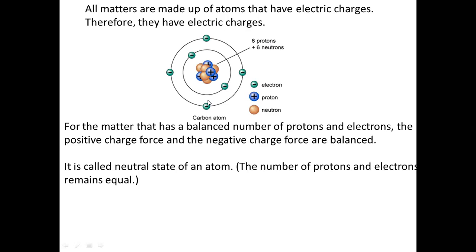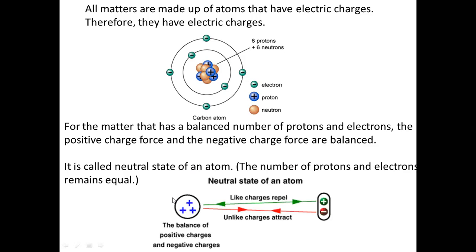As I explained before, here is the carbon atom: positive proton, negative electron, and no-charge neutron. For matter that has a balanced number of protons and electrons, the positive charge force and the negative charge force are balanced. As I told you, the atoms are neutral because they don't have an overall charge. It is called the neutral state of an atom. The number of protons and electrons remain equal. Everything is made up of atoms. Even our body, table, chair, everything is made up of atoms.